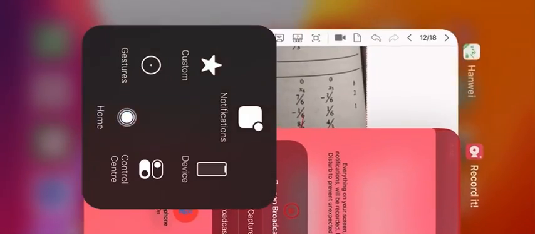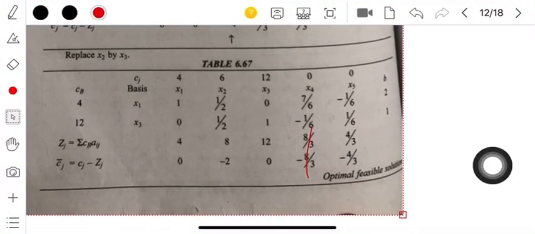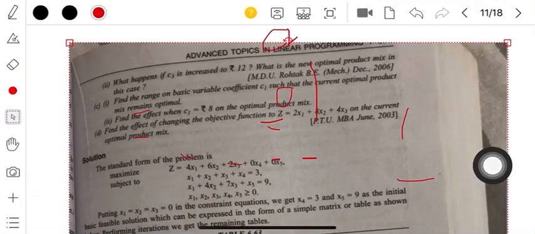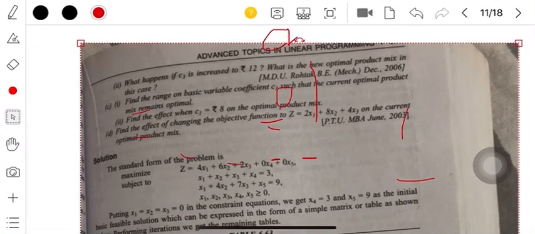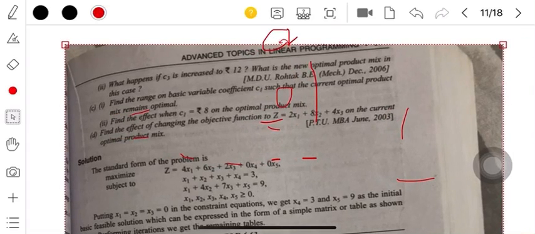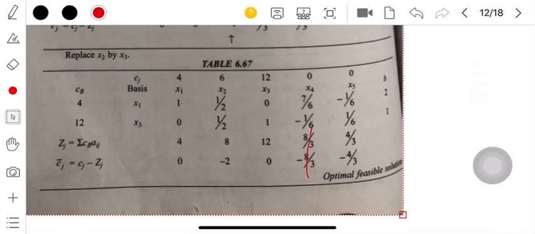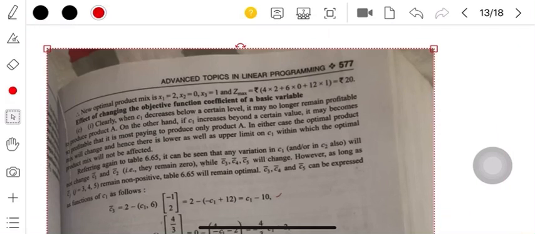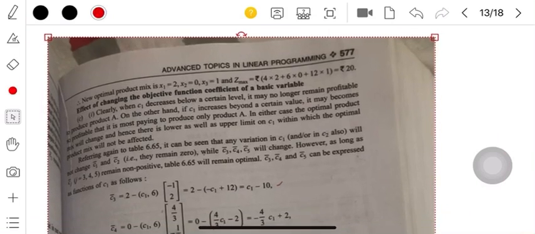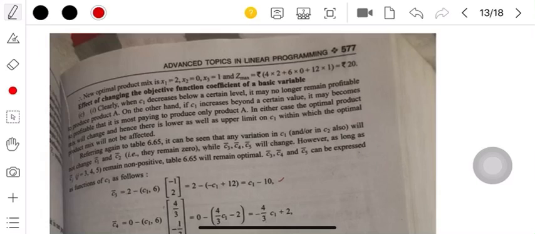Okay, so let me take another case. Find the range on the basic variable C1 such that the current optimal product mix remains optimal. Now they have come to C1, meaning a basic variable. So the effect of a change in the objective function coefficient of a basic variable. Clearly, when C1 is decreased below a certain level, it may no longer remain profitable to produce the product.